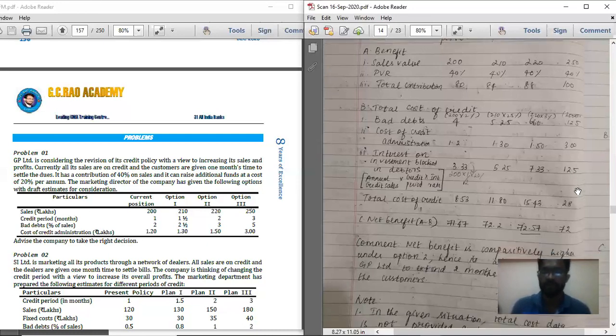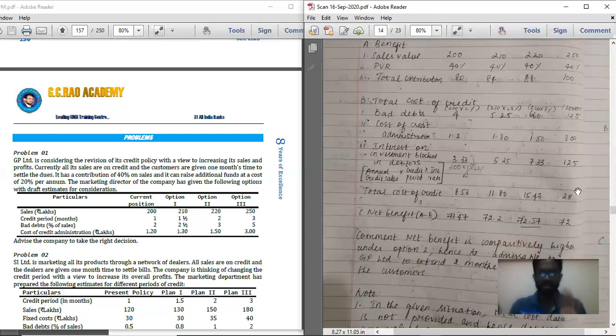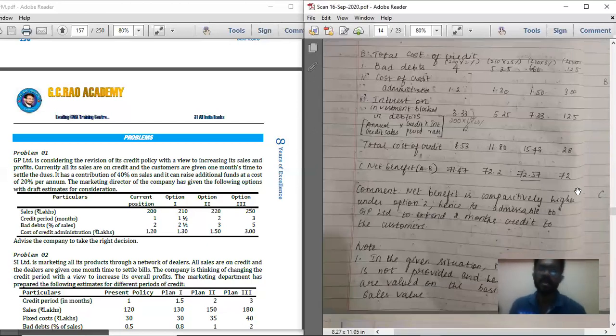So below that, comment. This is what you should find. That's all. This is the problem. You should calculate the benefit from the sales, and you should calculate the total cost of credit. In that, the important thing is interest on investment blocked in debtors. If you reduce both, you will get net benefit. And if you compare the net benefit, you will get the best option.